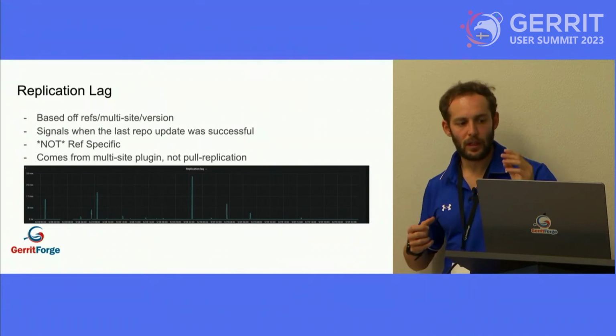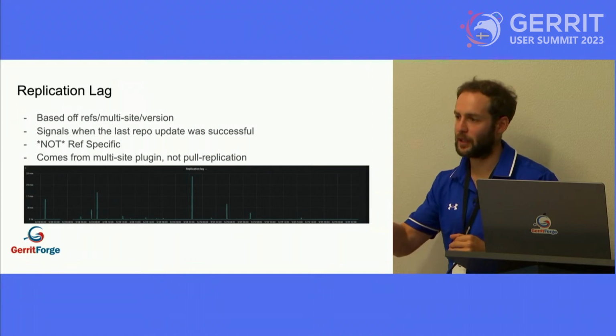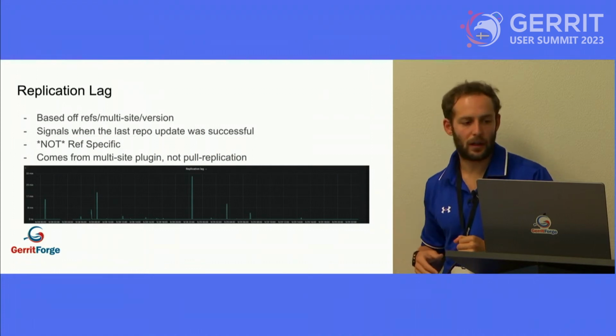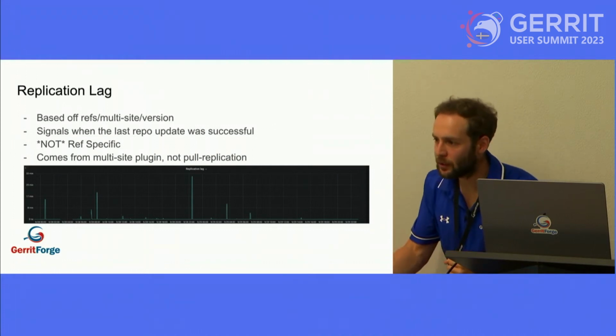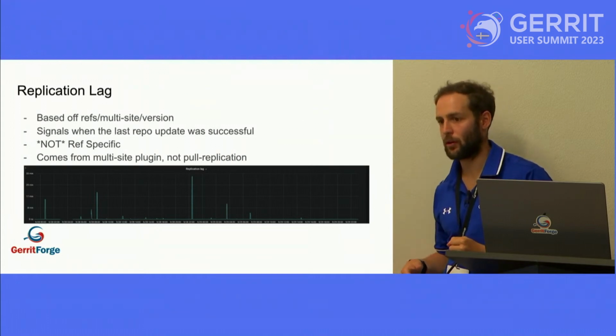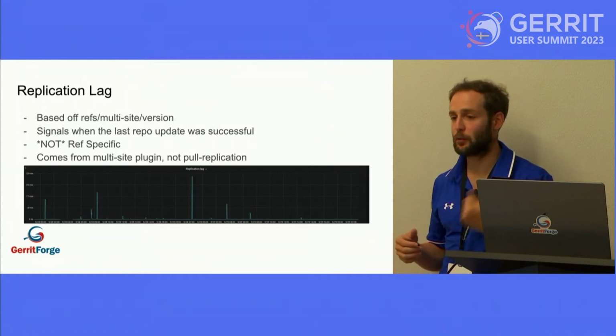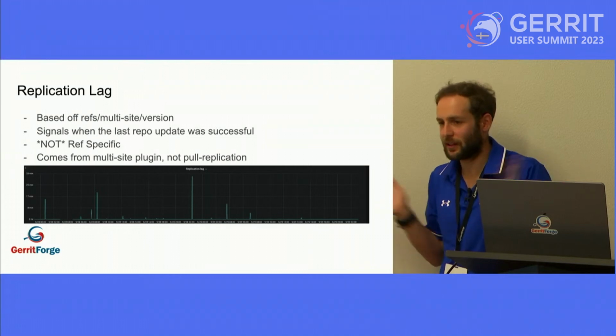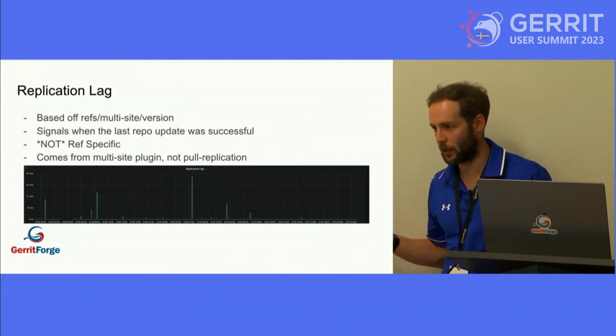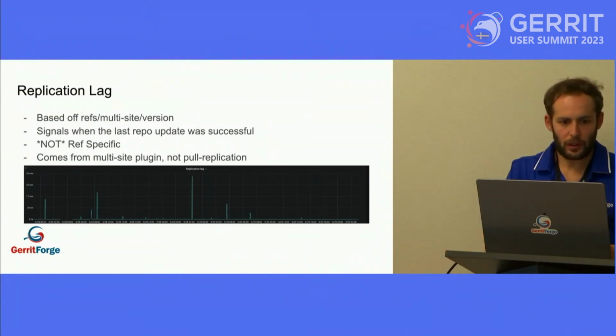So it could be that I failed to update a ref, but then the next ref went fine and the replication lag goes back to 0. But that previous ref that I failed to update is still behind, so we still need to update that. So how do we sort that out?